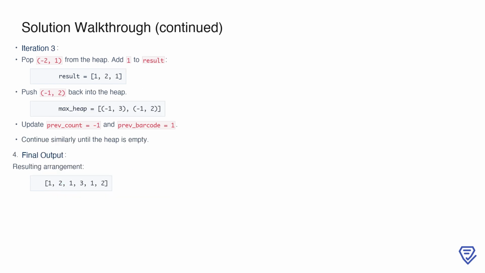In the third iteration, we pop (-2, 1) from the heap and add 1 to the result, forming [1, 2, 1]. Since the previous barcode, 2, still has occurrences left, we push (-1, 2) back into the heap. The heap now becomes (-1, 3), (-1, 2). We then update prev_count to -1 and prev_barcode to 1.